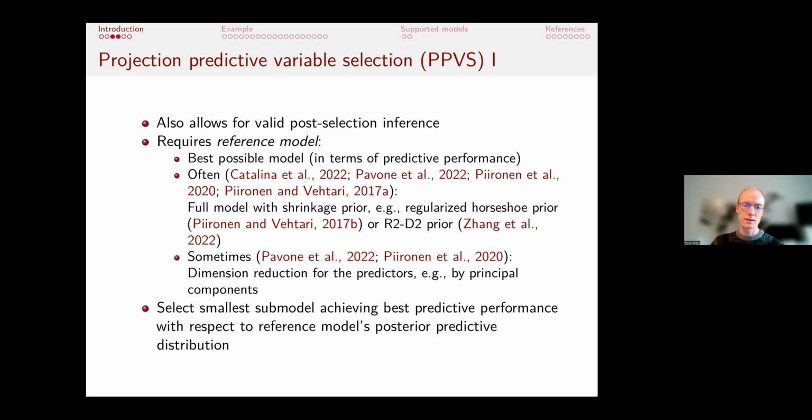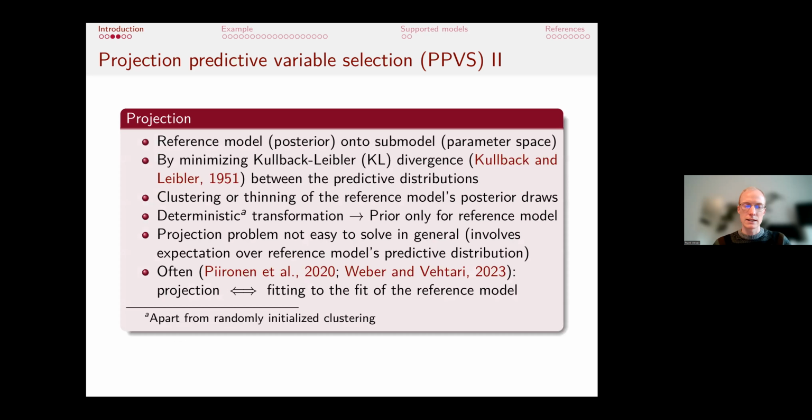So often this is the full model with some shrinkage prior, for example, the regularized horseshoe prior or the R2-D2 prior. But sometimes it can also make sense to use some dimension reduction for the predictors, for example, by principal components. And then the aim is to select the smallest submodel achieving the best predictive performance with respect to the reference model's posterior predictive distribution. And yeah, so that's kind of an overview.